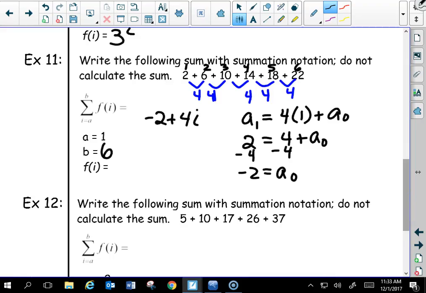If you're not sure that works, just pick any of the numbers. So let's look at I equals 4. So -2 plus 4 times 4 gives us -2 plus 16, which definitely gives us the 14 that we were given for I equals 4. So f of I is just -2 plus 4i.